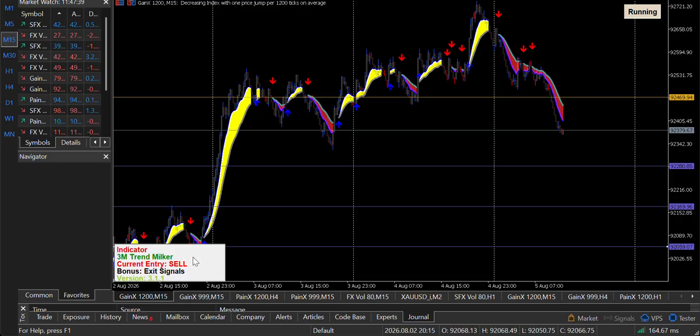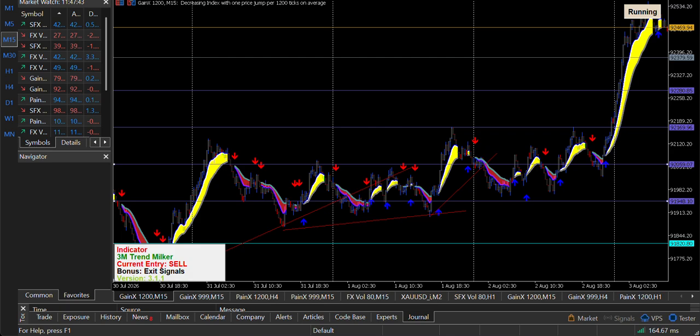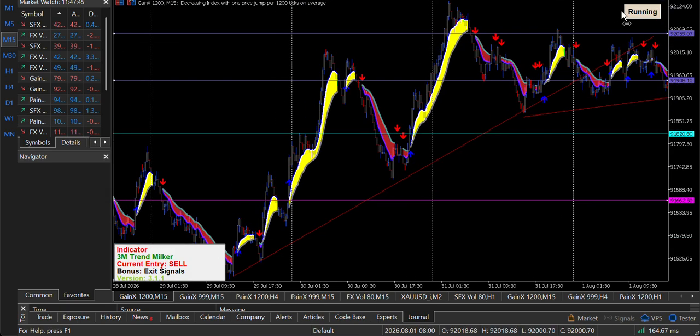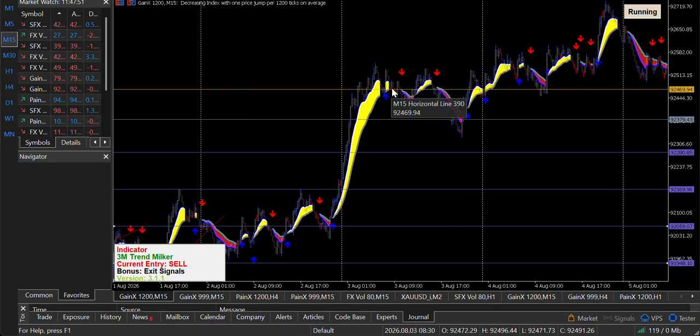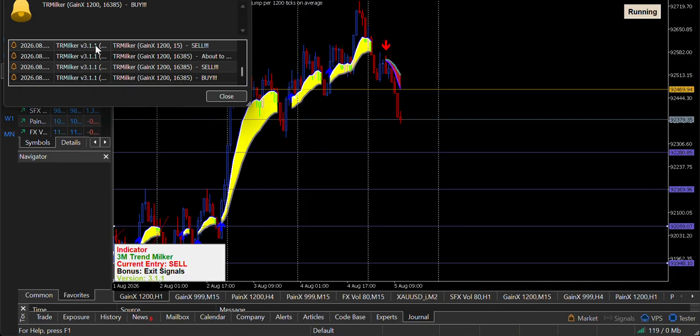So guys, this is Gainex 1200. We're on 15 minutes time frame, okay? And this actually gave us a long trading opportunity, and I'm going to show you how we came about this trade. It has just achieved our last TP right here. So I'm going to go to H1, okay?